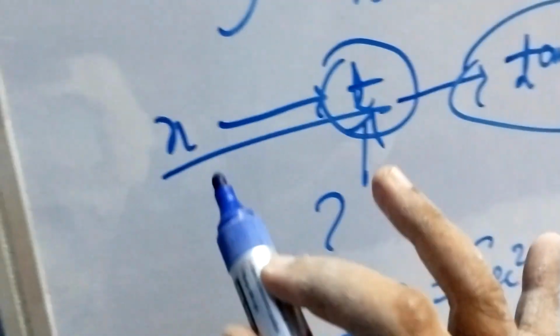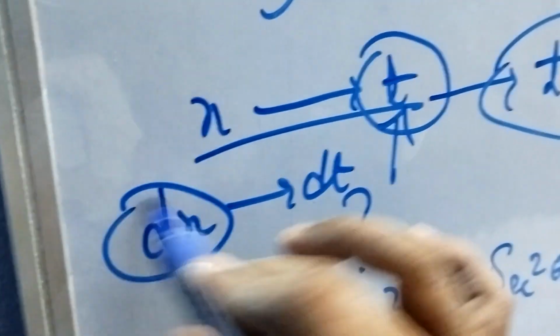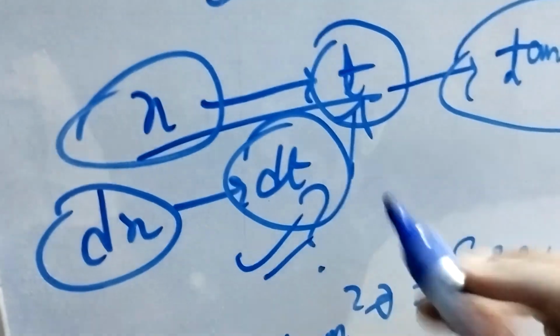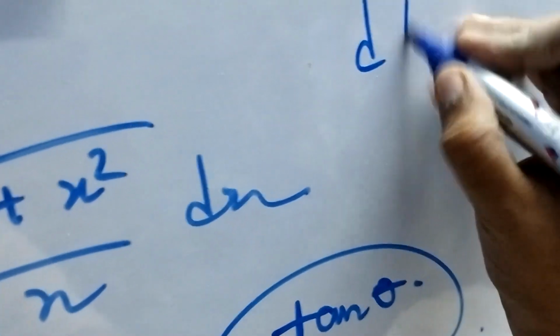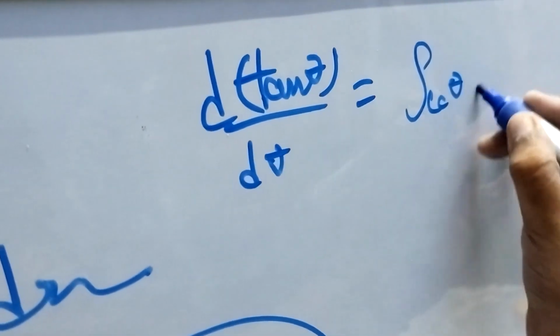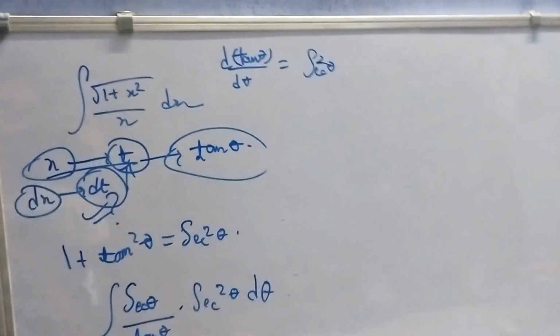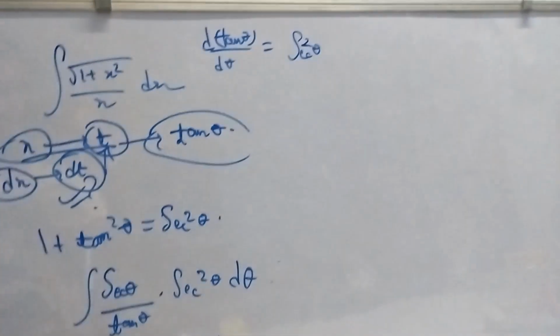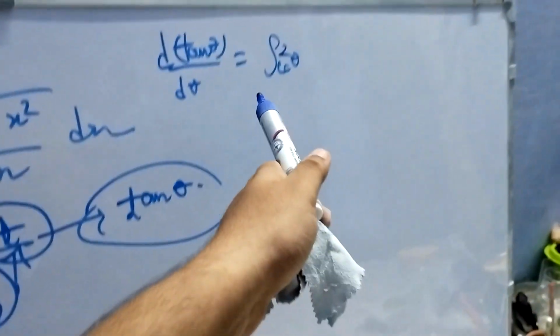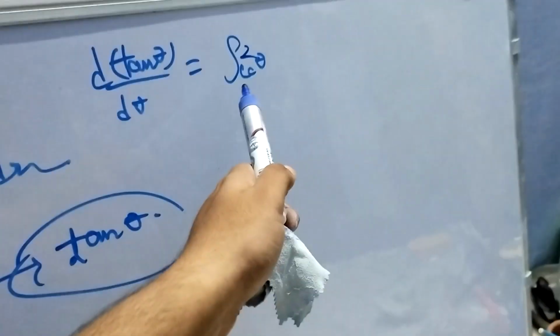And one more thing: after defining x and t, always define dx and dt. So dx, but what is the value of it? Let's find d tan theta by d theta. What is the value of it? Sec theta tan theta, right? Well, there was a mistake of mine when I said sec theta tan theta. Sorry about that. This will be sec squared theta, right?